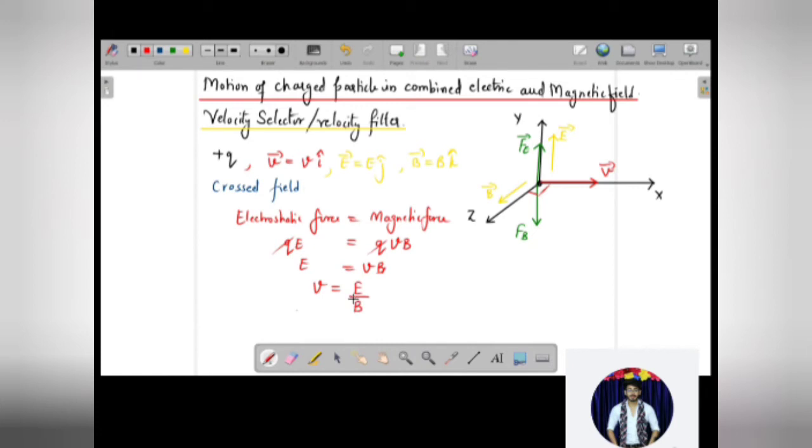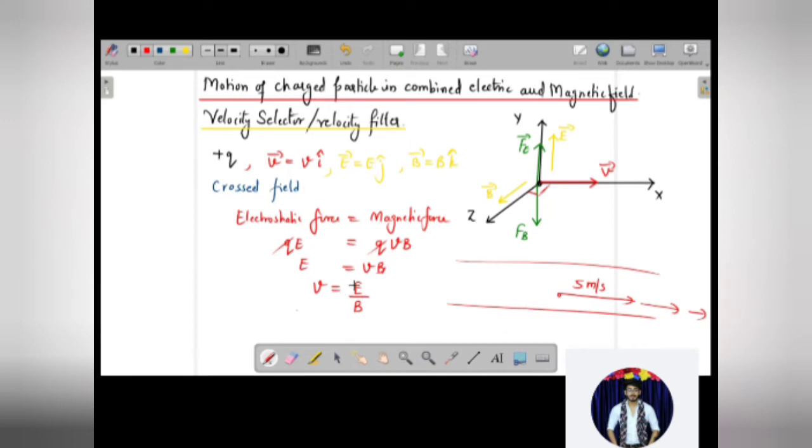So the simple thing you are going to do over here is just set your E by B ratio such that it equals the velocity of the charged particle you want to come out of the beam. Supposing you want to take 5 meters per second charged particles out of the beam, undeflected. So what you have to do?